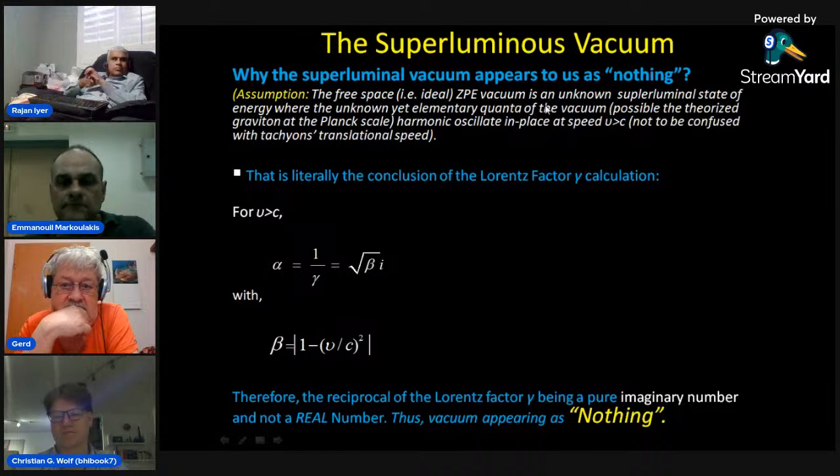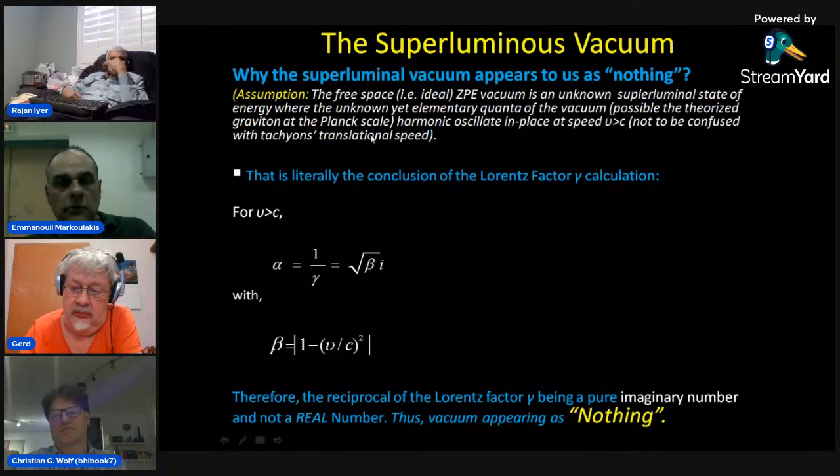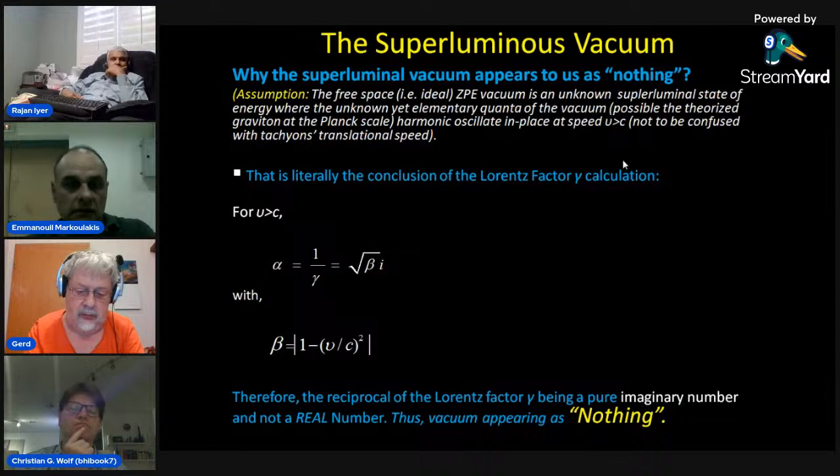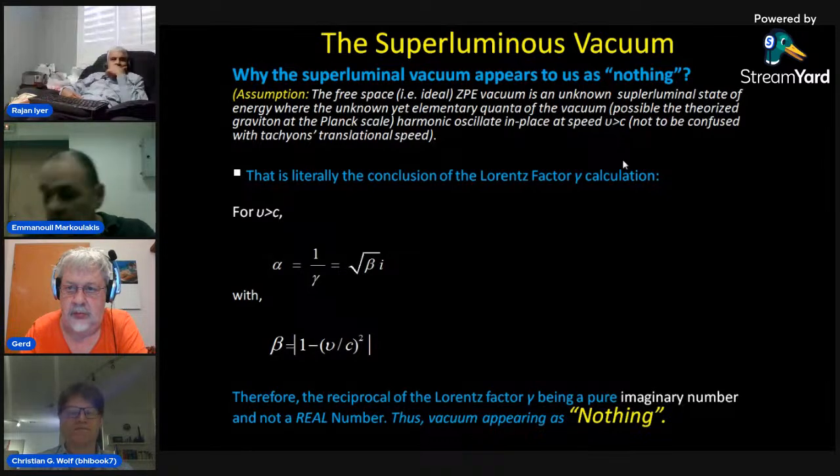And we say that the assumption is that this energy is a superluminal state of energy where there are not yet elementary quanta of the vacuum, possibly the theorized graviton at the Planck scale, harmonic oscillating. Also, this hypothesized quanta of this vacuum harmonic oscillate in place. That's very important. They're not tachyons at speed v times c, larger than c. Not to be confused with translational motion of tachyons.